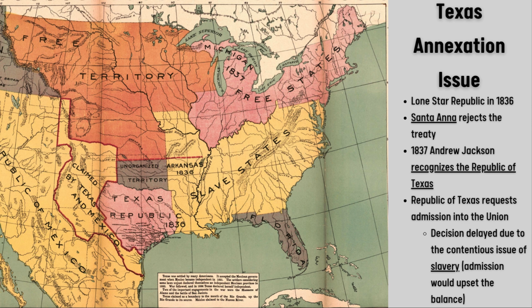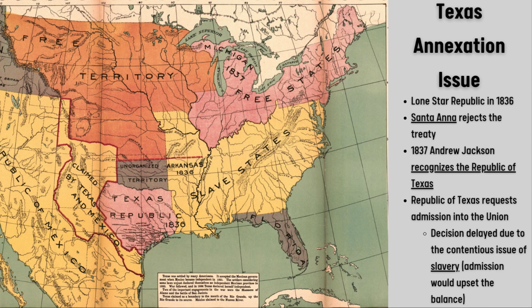Texas annexation and the issue of it. In 1836, Texas stood as the Lone Star Republic, having asserted its independence. However, Santa Anna refused to acknowledge the treaty. By 1837, President Andrew Jackson recognized the Republic of Texas. This recognition was a significant step, but Texas wanted more. It sought admission into the Union.